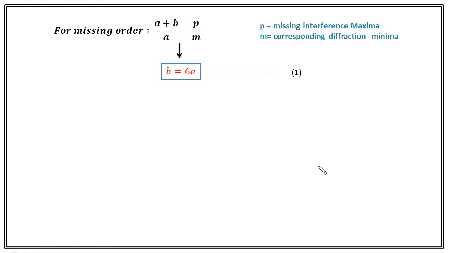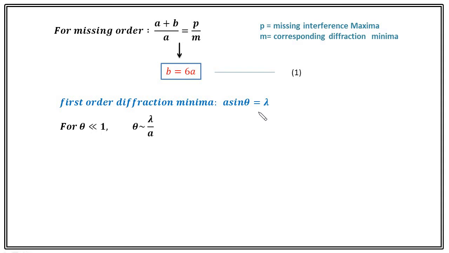To find a, we will take the help of another given quantity, that is the linear width of central maxima, right? So what is the condition for diffraction minima? Diffraction minima is a sin theta = lambda. And if theta is much smaller than 1, then sin theta will be approximately theta. Therefore, we can write theta = lambda/a. This is the angular position of the diffraction minima. If you multiply it by 2, then we get the angular width of the principal maxima, right? From the center, theta towards the right and theta towards the left. So the overall angular width of the principal maxima is 2 theta, and 2 theta is 2 lambda/a.